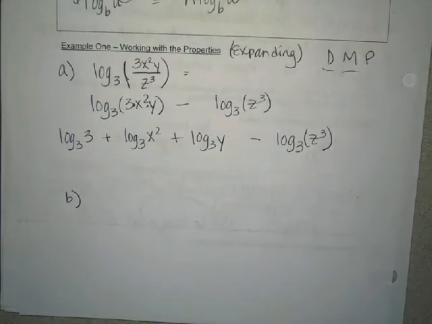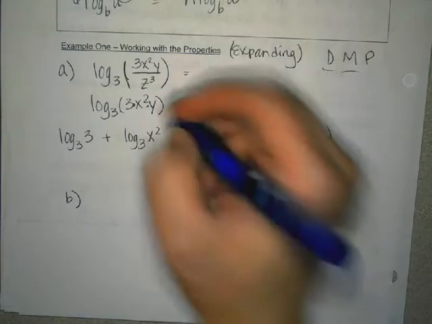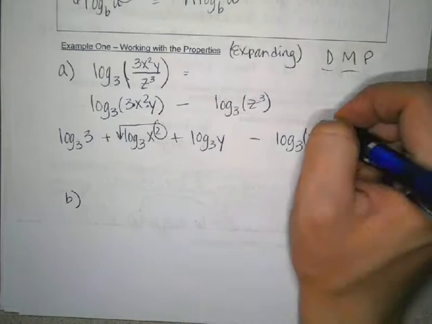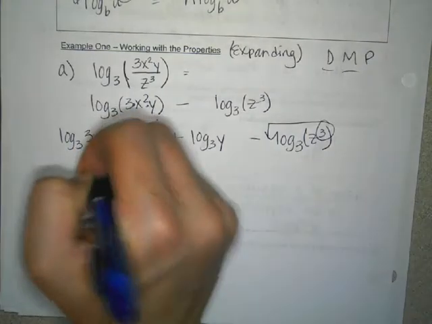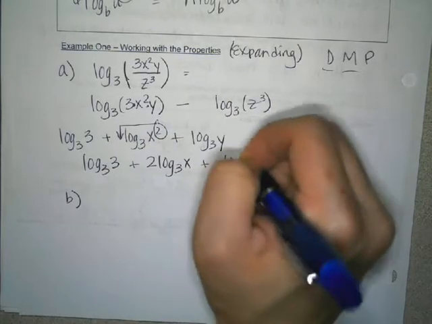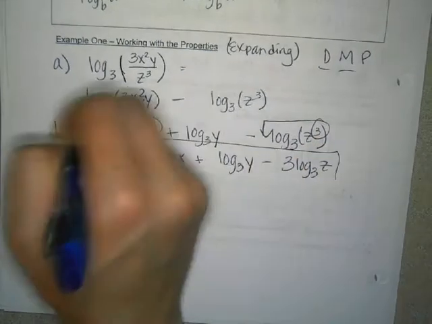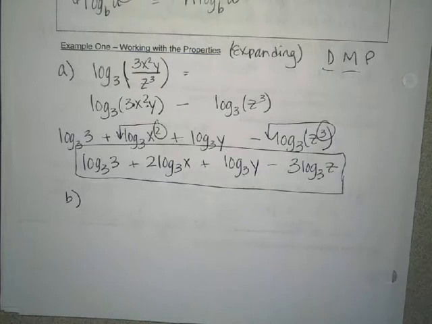And the last step is to look for powers. How many powers or exponents do I have in my argument? I have 2, right? This one is x squared, and then this z cubed. The last step, or the last part of my answer, should be to take those and move them out front. So we have log base 3 of 3 plus 2 log base 3 of x plus log base 3 of y minus 3 log base 3 of z. Again, today's goal is just to work with these 3 properties. So that's all we're doing, is just getting comfortable with them and going both directions. So expanding and condensing.